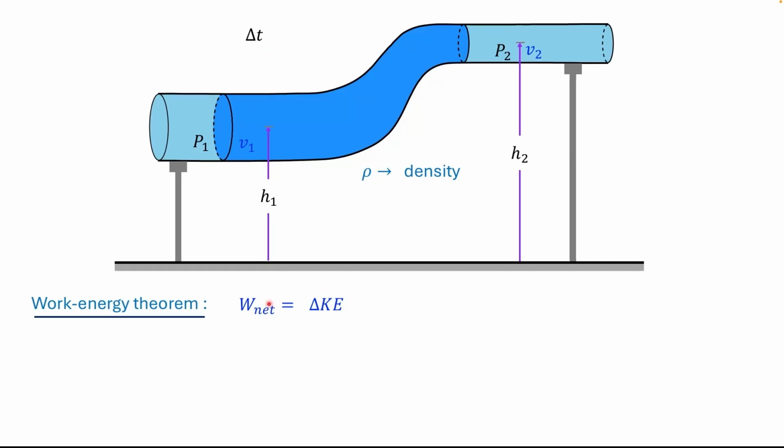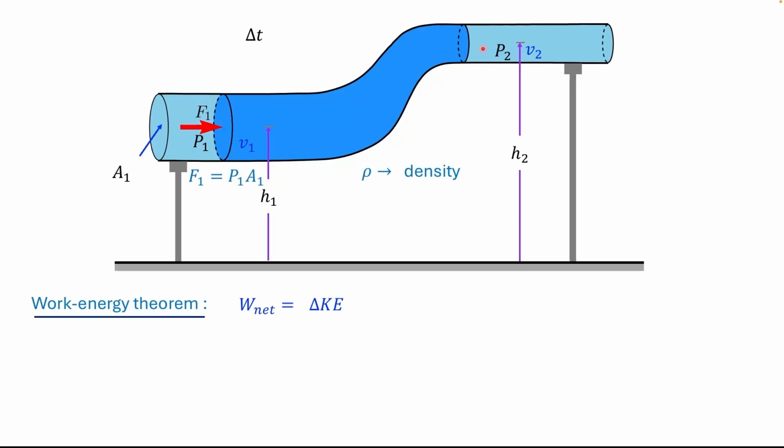To find the net work, we need to know what the forces acting on this object are. The fluid on this side exerts a force on this surface of the object that I call F1. This force is due to the pressure of the fluid P1 on this surface. Let the area of cross-section of this side of the pipe be A1. So F1 is equal to P1 times the area, A1.